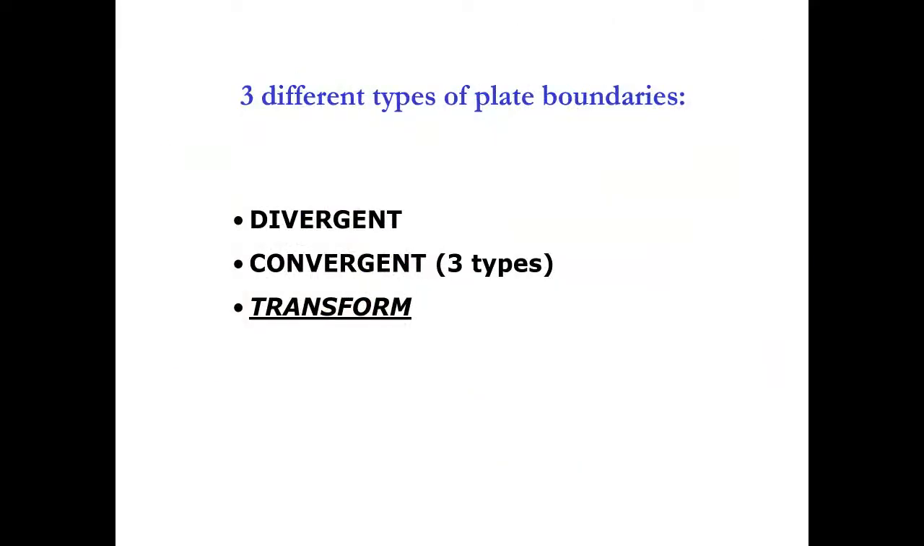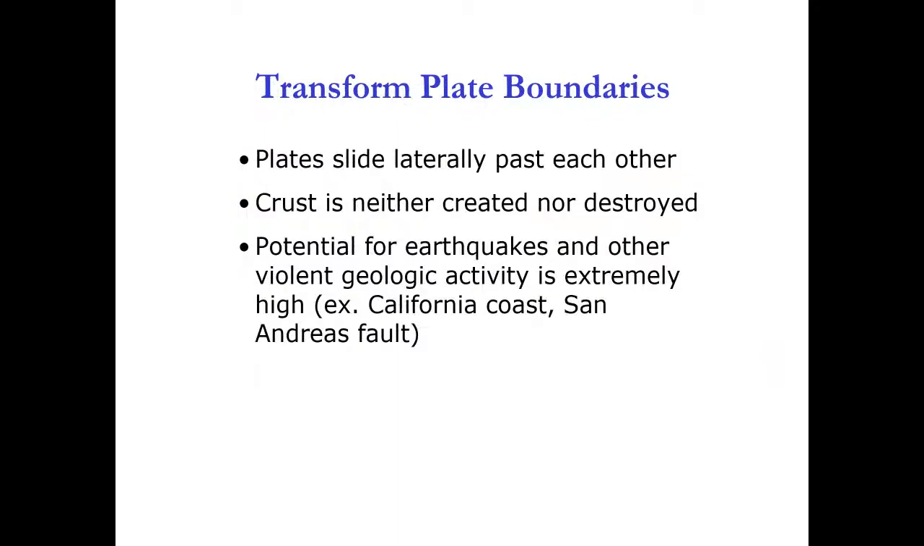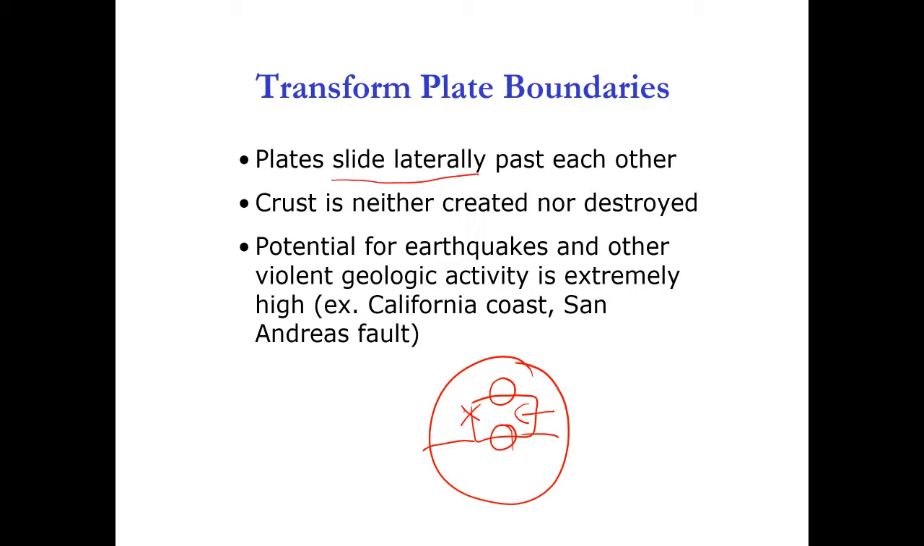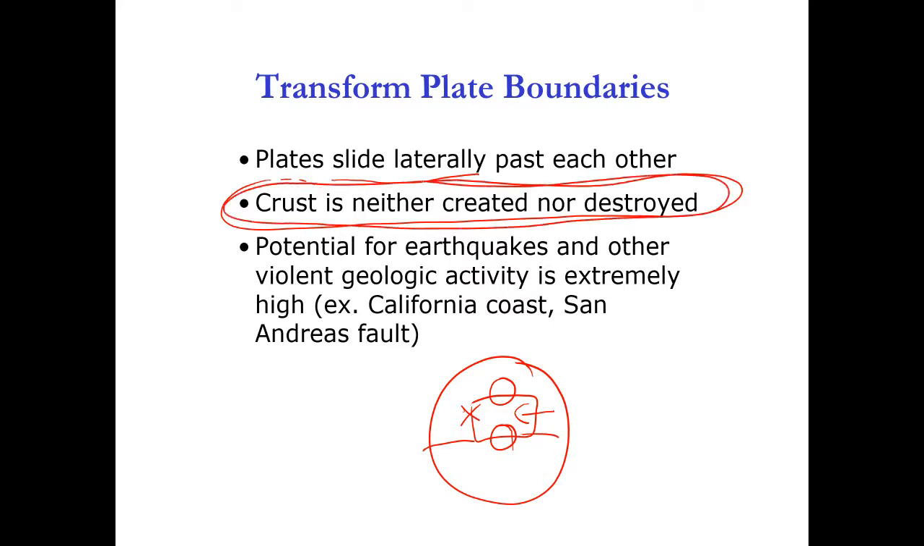And finally, transform boundaries. So transform boundaries are what happens. Remember when we had our circle, right? Divergence was here, convergence was here, transforming was at the top and the bottom. So transforming is a sliding glass door, literally. Two things sliding laterally past each other. Most important part, crust is neither created nor destroyed. So density is not an issue.